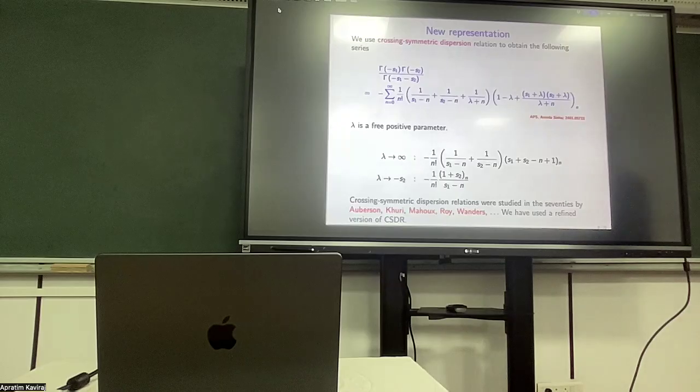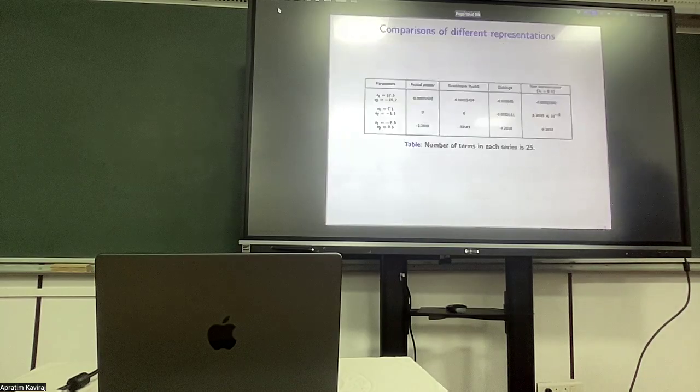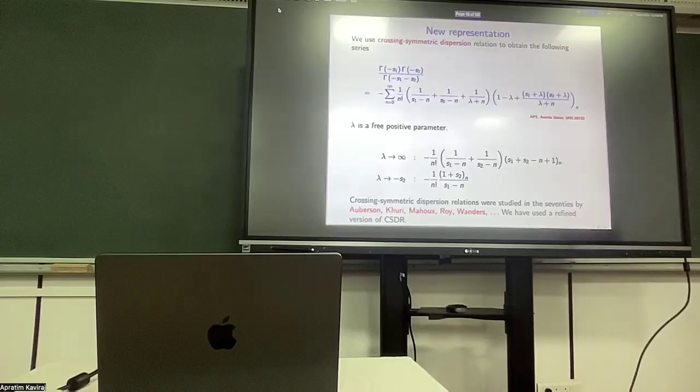Crossing symmetric dispersion relations were studied earlier, back in the 70s, again mostly in the context of pion scattering, by many people, Roskies, Khuri, Mahoux, Wanders, and we have borrowed many of their results. But eventually we have also come up with some new kind of non-trivial crossing symmetric dispersion relations. Crossing symmetry is manifest and convergence is also manifest.